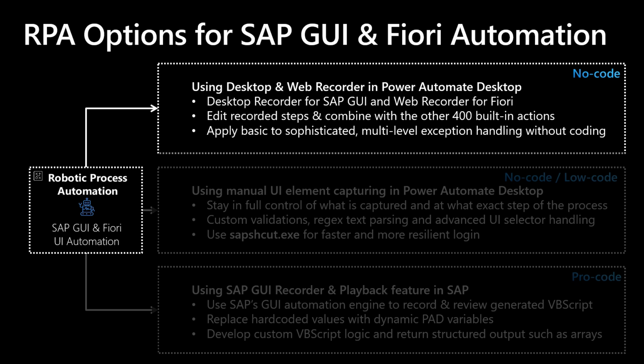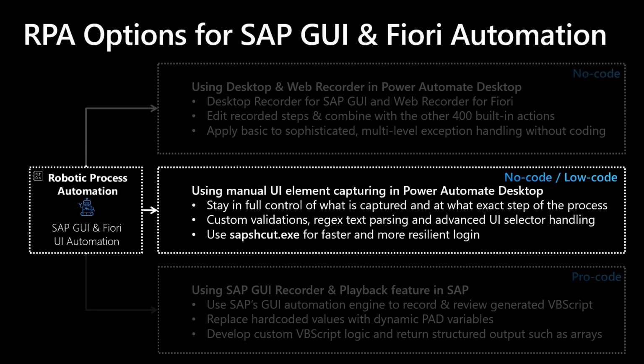Now let's review the RPA options for SAP GUI and Fiori-based automation. We have three categories: a no-code, a low-code, and a pro-code category for driving these UI-based automations. So the first one is a pure no-code approach, where you can use the desktop and web recorder in Power Automate Desktop to record your SAP GUI and Fiori user interactions. Then you can edit those recorded steps and combine them with the other 400 built-in actions. You will also be able to apply basic to sophisticated multi-level exception handling without any line of code.